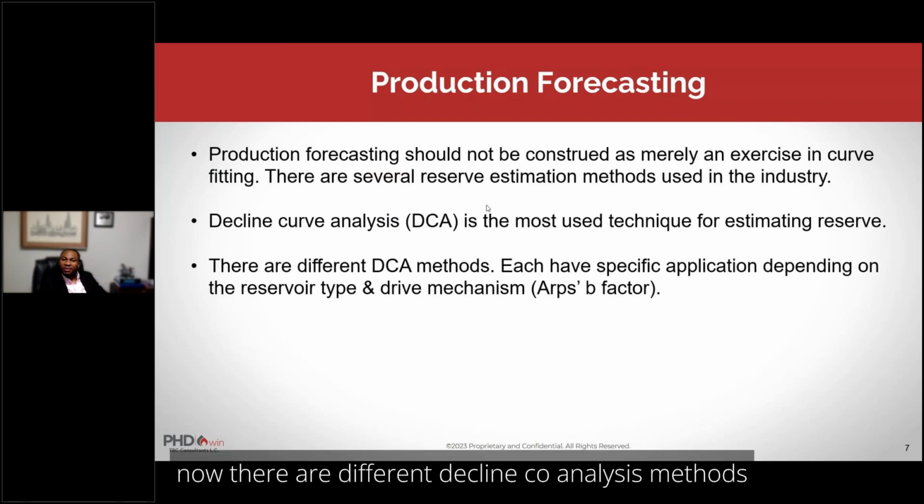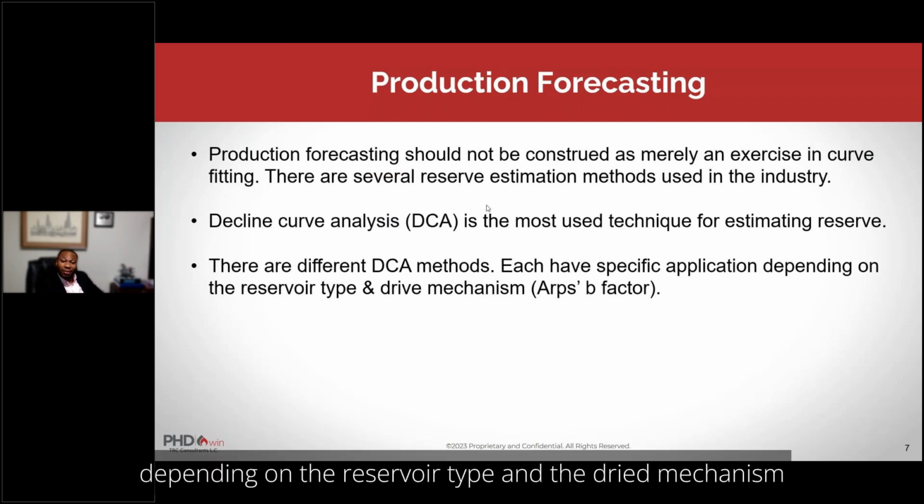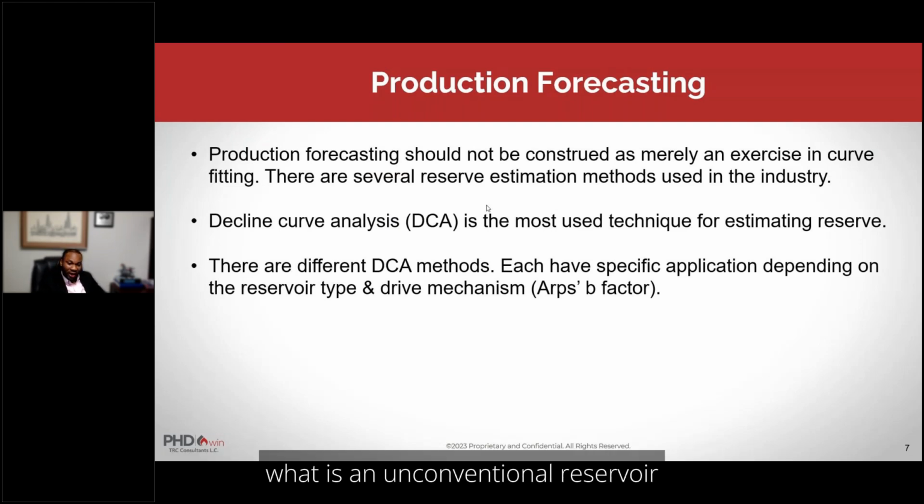Now, there are different decline curve analysis methods. Each have a specific application depending on the reservoir type and the drive mechanism. So the reservoir type, whether it's an unconventional reservoir or conventional reservoir, and drive mechanisms, we are talking about water drive, solution gas drive, and other types of drive mechanisms.